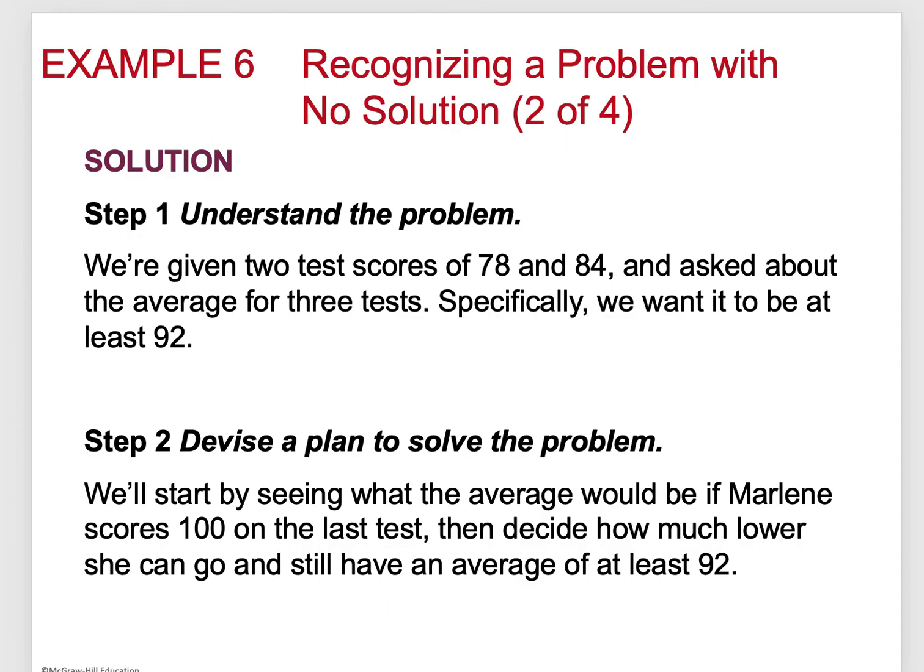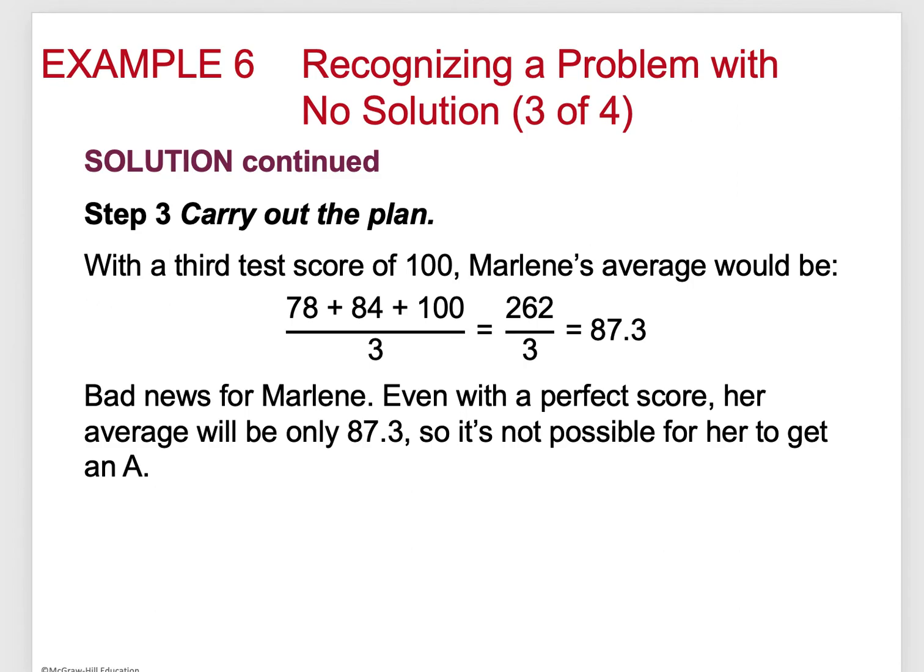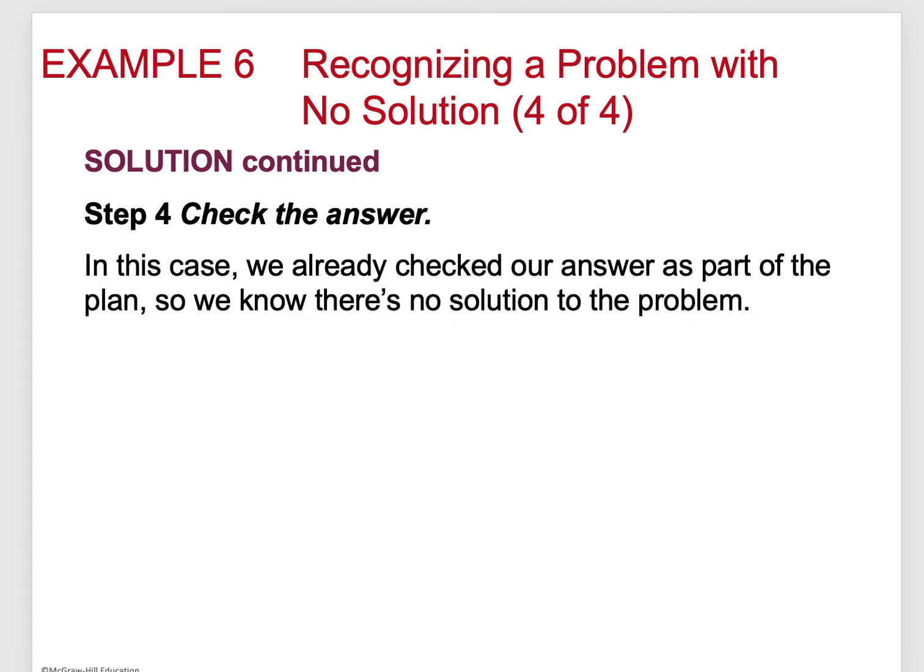Right here, going from a 78 and an 84 to a 92 is quite a leap. So the way I'm going to plan to solve this problem is to start by seeing what the average would be if she scores 100 on the test. Because I know that 92 is so far from 78 and 84, it's logical for me to try it with 100 points. If I plug it in, I see that the average is 87.3. This is really bad news because even if she makes 100 on the test, her average is going to be an 87.3, nowhere near a 92, so there is actually no solution to this problem.